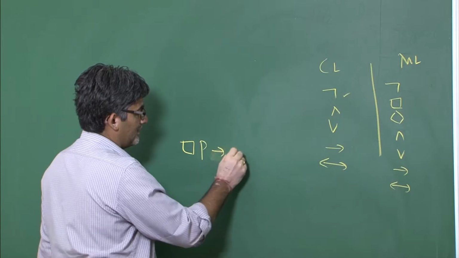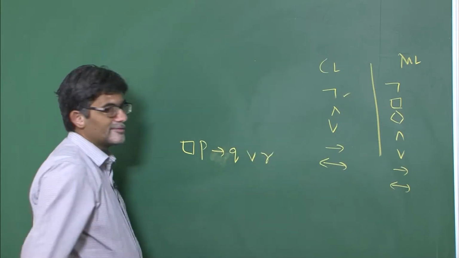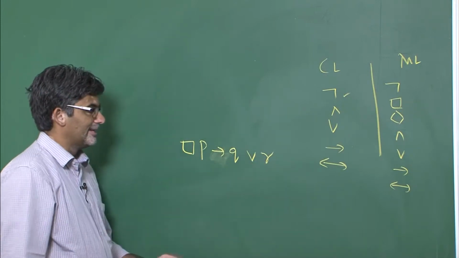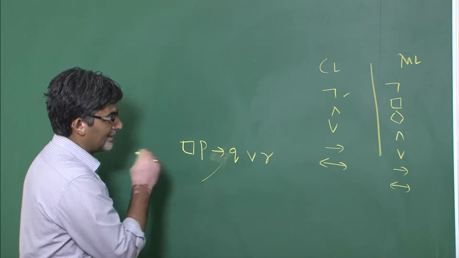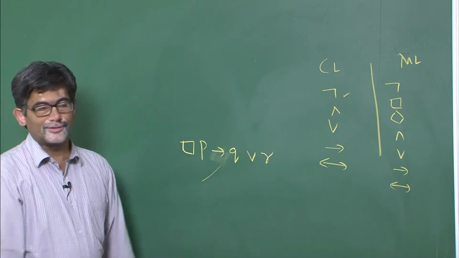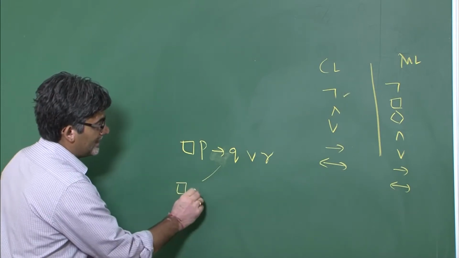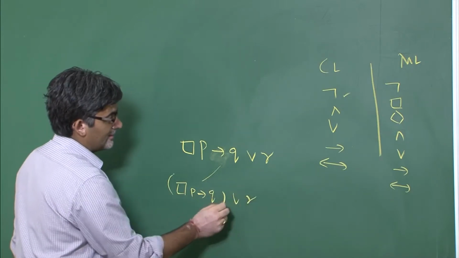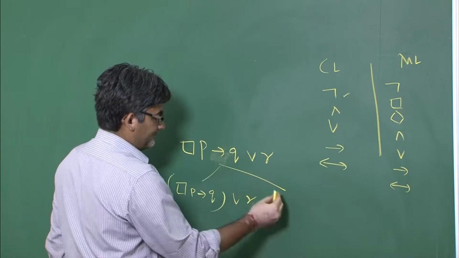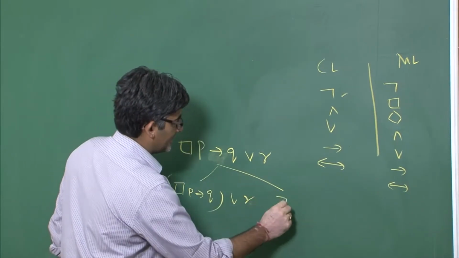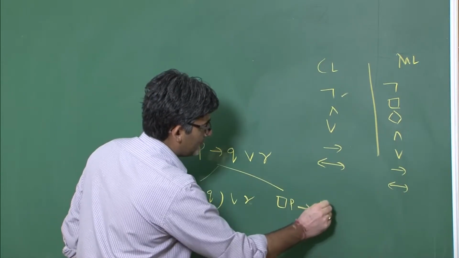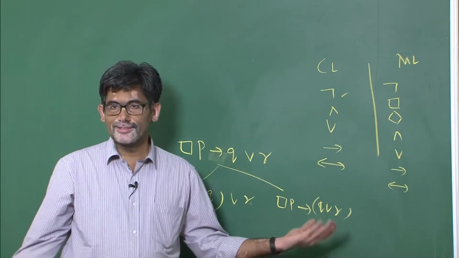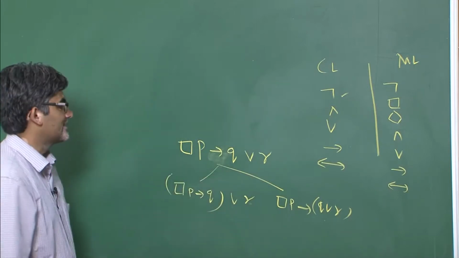For example, if you have a formula like necessity of P implies Q or R, we do not have any punctuation in this particular formula. So, this formula can be read in two different ways, just as in the case of classical logic. It can be read as necessity of P implies Q, or the other way around, necessity of P implies Q or R. So, these two formulas have different syntactic structure.